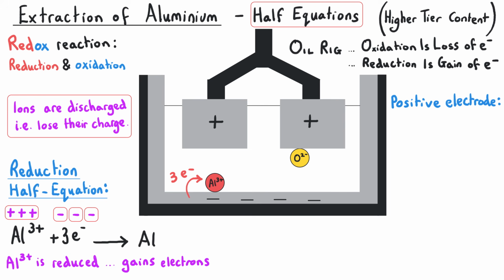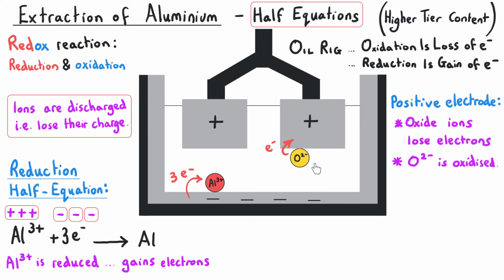Meanwhile, at the positive electrode, the oxide ions are losing electrons, and so the oxide ions must be getting oxidized. And that would make sense if you think about the fact that if the aluminium was being reduced at one electrode, at the opposite electrode, the oxide must be being oxidized. Different processes happen at the different electrodes. At the negative electrode, reduction always occurs. At the positive electrode, oxidation always occurs.